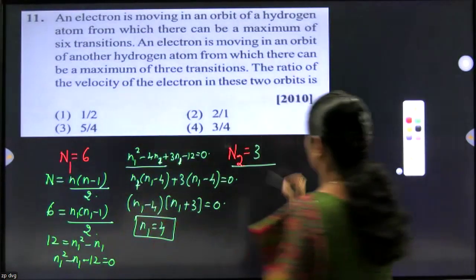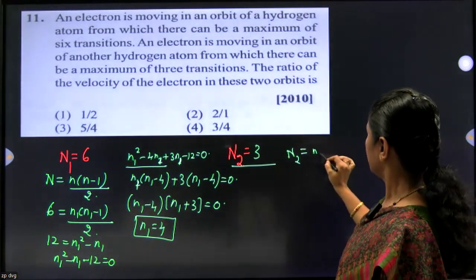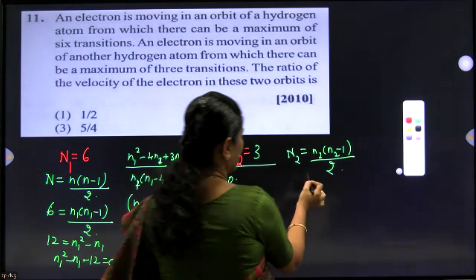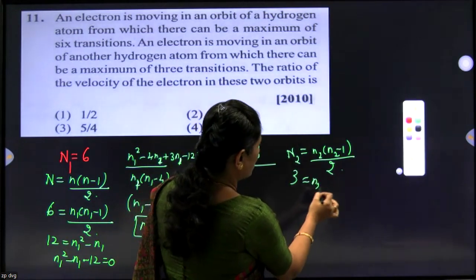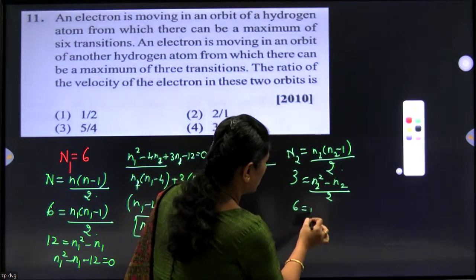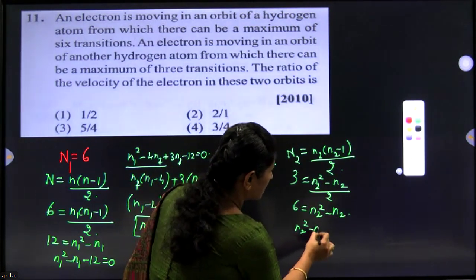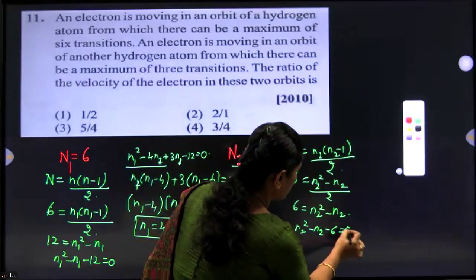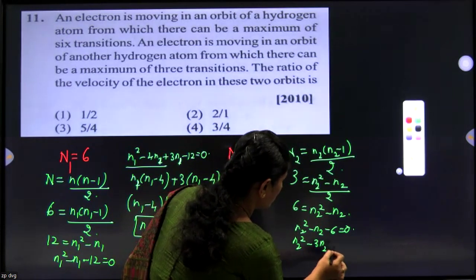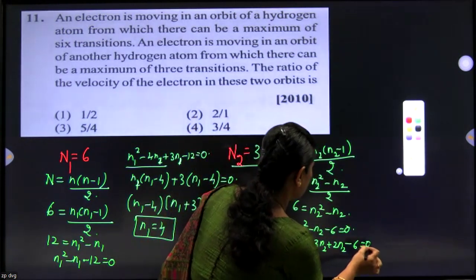Again, for this, the number of transitions is n2 into (n2 minus 1) by 2. That is 3 equal to n2 square minus n2 by 2. So 6 is equal to n2 square minus n2, and n2 square minus n2 minus 6 equal to 0. This can be written as n2 square minus 3n2 plus 2n2 minus 6 equal to 0.